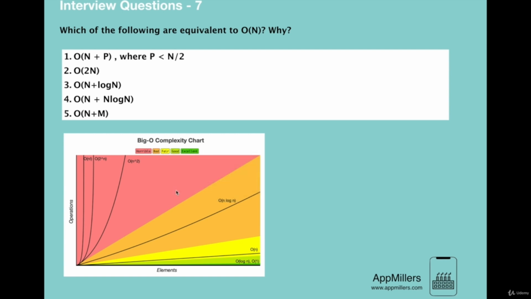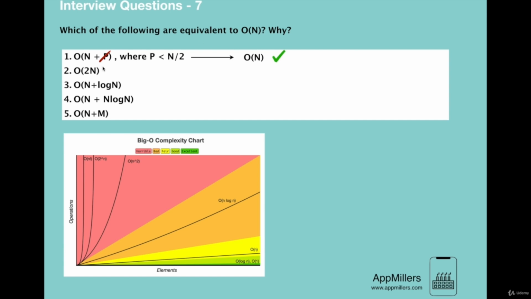Alright, hopefully you have found the answer. If not, then let's do it together. Let's go through them one by one. So the first one says that P is less than N divided by 2, which means that N is greater than P. So if you go over here, N is the dominant term and P is the non-dominant term, which means that we can drop P and make this O(n), which is equivalent to O(n).